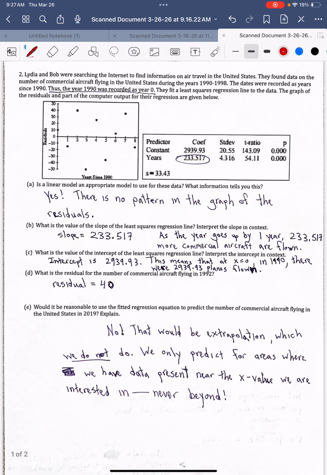Now let's take a look at the back page. Equally useful, I would say, for our quiz. Lydia and Bob are searching the internet. They're traveling the United States. They're looking from 1990 to 98 to see the number of commercial flights that are going on.